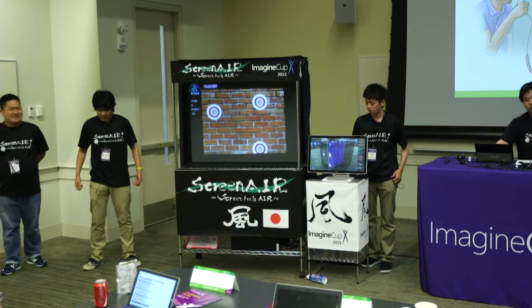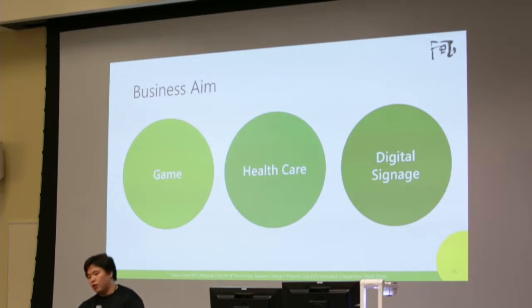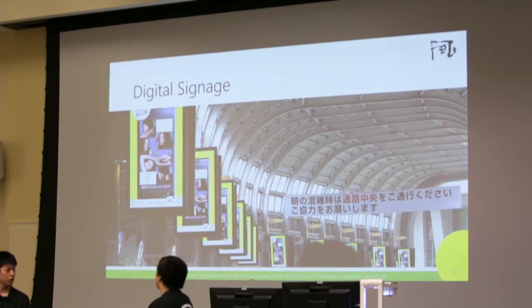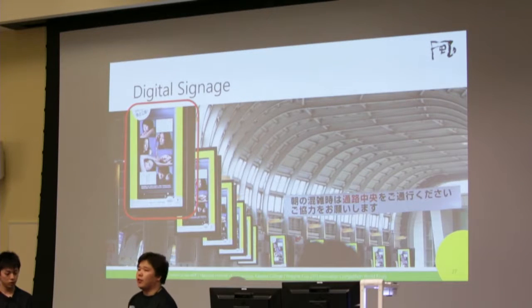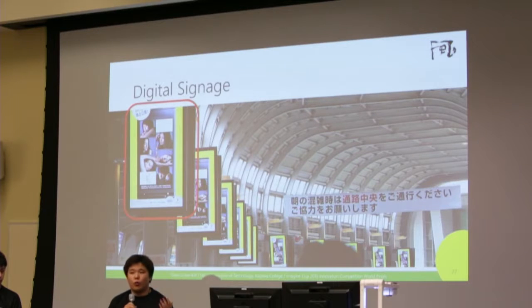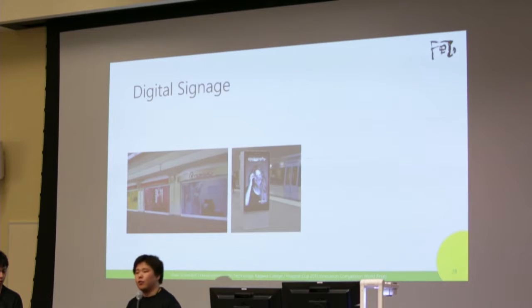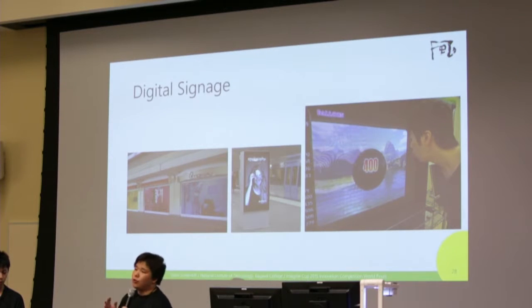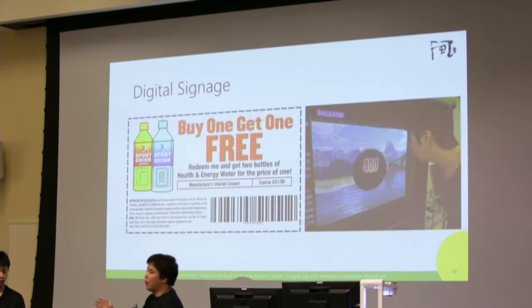The third application is digital signage. Look at this picture. You can see the signboard here. Digital signage is digital one. We can experience a new approach to digital signage by adapting our ScreenAir technology. For example, we would like to propose an advertising method involving digital coupon signage. ScreenAir consoles will be set up at street corners and stations. Users can play a shooting game, collect a coupon reflecting their score, and save the coupon on their smartphones.